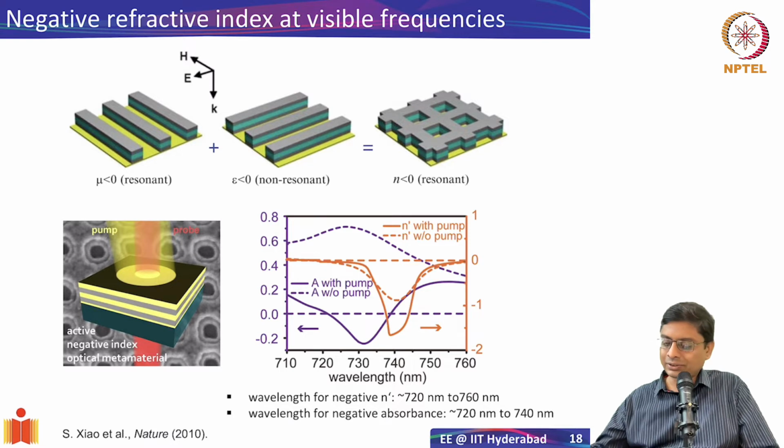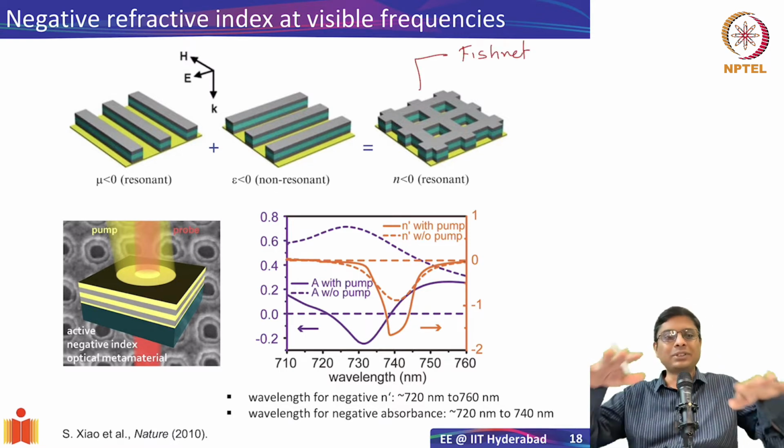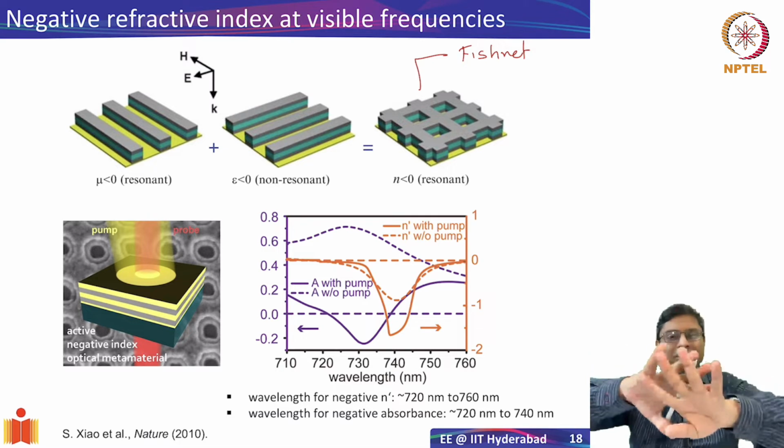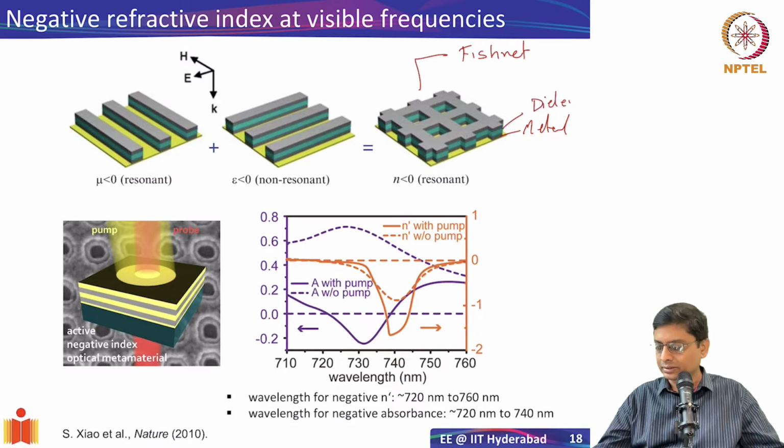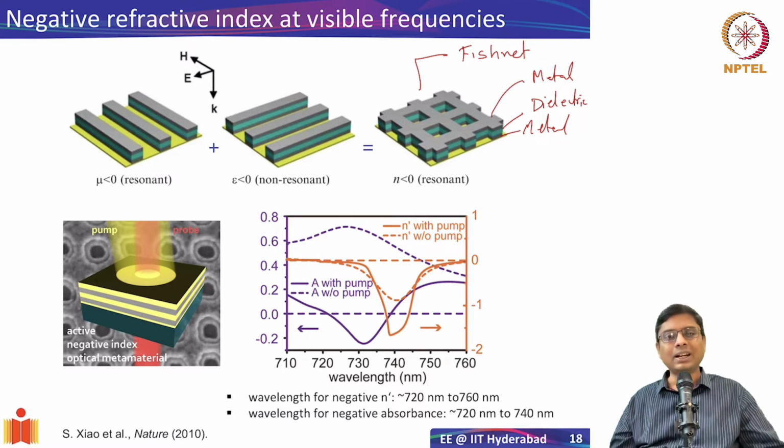what is known as the fishnet structure, essentially saying that you have these two strips which are overlapping with each other. So you have a net kind of structure. This is a fishnet structure, and you have the metal, dielectric, and metal again.